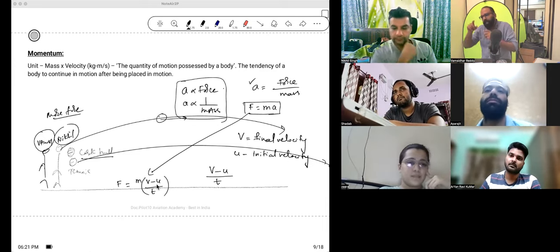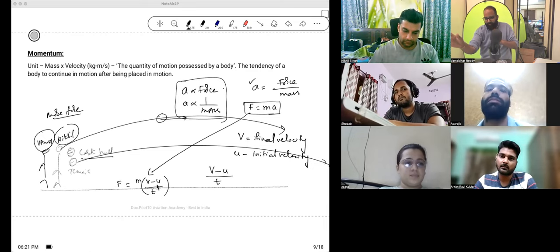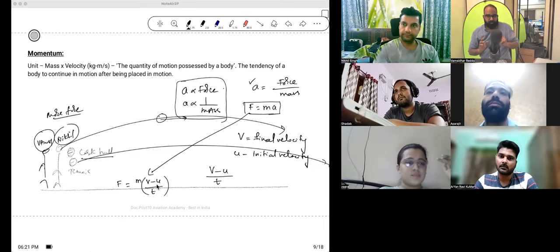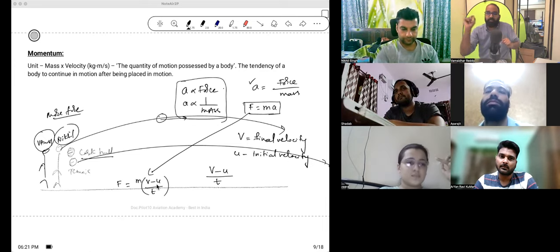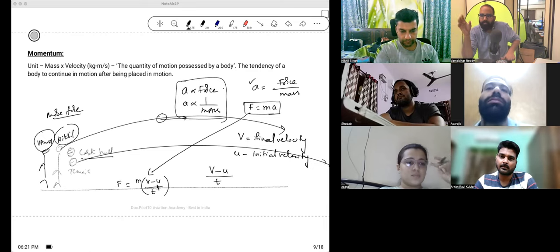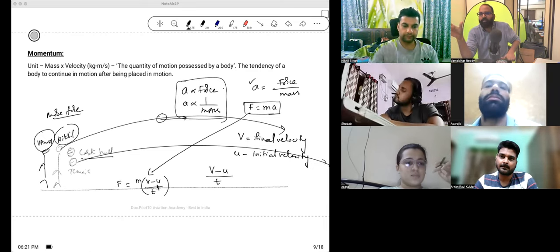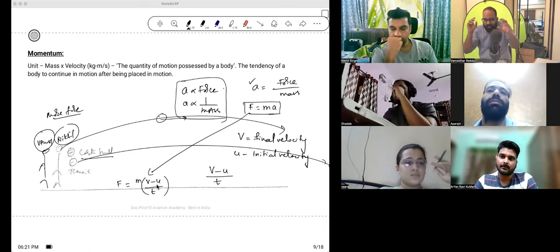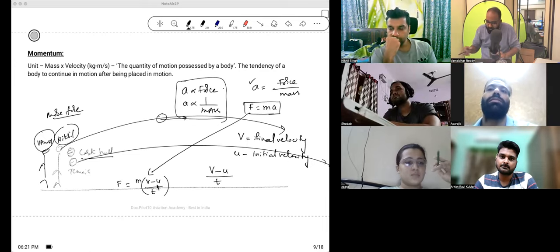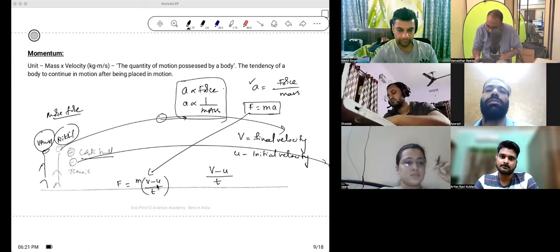See, momentum is this: I throw the ball with the same velocity, but the mass of the ball was different. One was a lightweight ball, the other was a heavy ball. Correct? So that is called momentum. Momentum is nothing but the mass of a ball into its velocity.